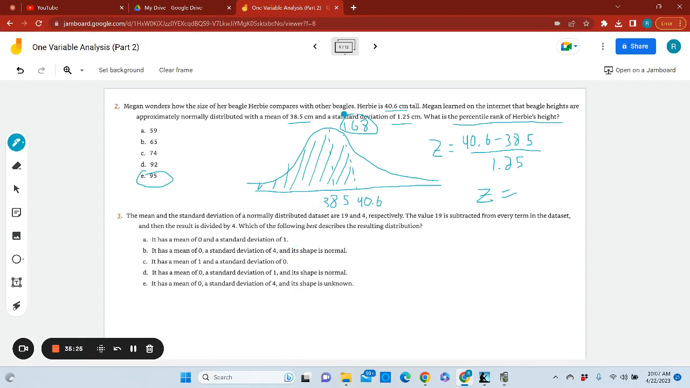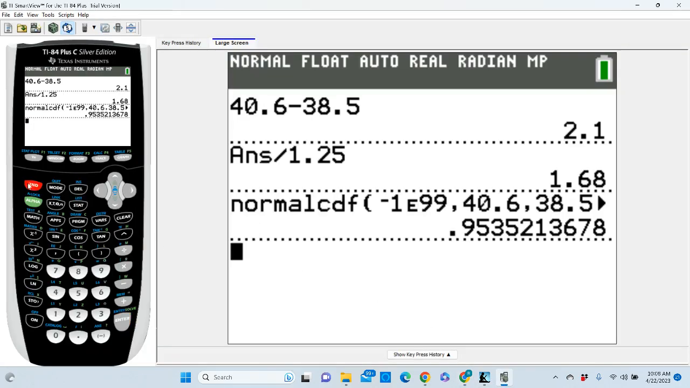I could have said, on a normal distribution, if I am 1.68 standard deviations above average, regardless of what the average is, and regardless of what the spread is, on any normal distribution, if you're 1.68 standard deviations above average, you should be bigger than about 95% of the group. So I can tell the calculator that as well.